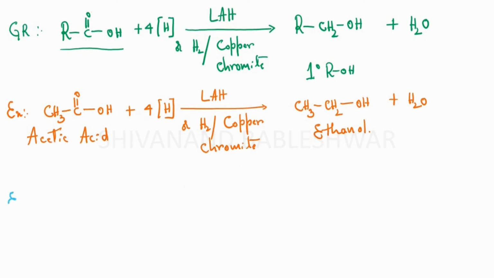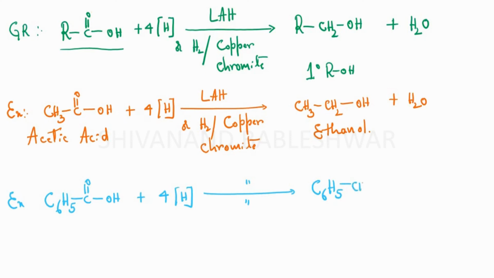So let us have one more example with respect to benzoic acid, okay? C6H5 C double bond O OH, and there are 4 nascent hydrogen, right? And the same reaction conditions, right? And we are having a primary alcohol, and the name of this alcohol is called benzyl alcohol.